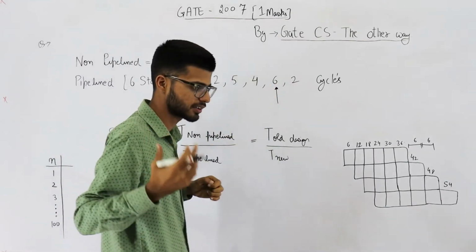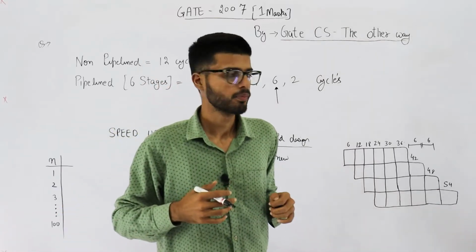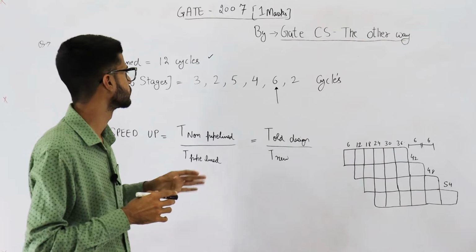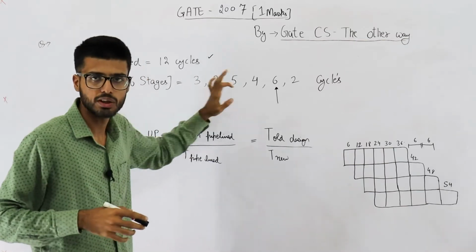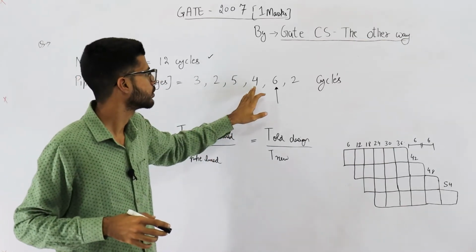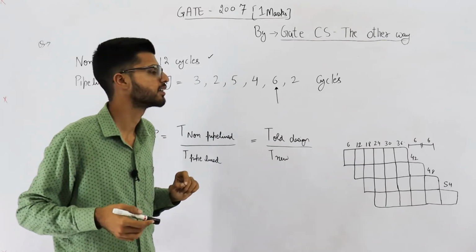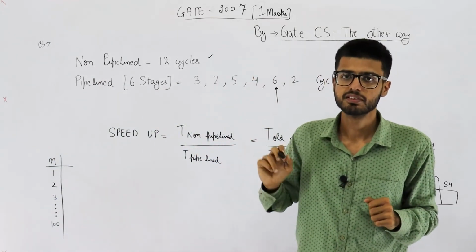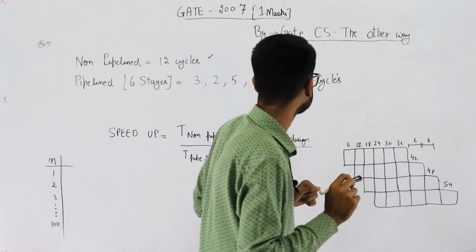If you allot 6 cycles to each stage, every stage will complete its work in 6 cycles, because this one requires 3. We are providing 6 cycles. This one requires 4. Still we are providing 6 cycles. That means in 6 cycles, every stage will complete its work.